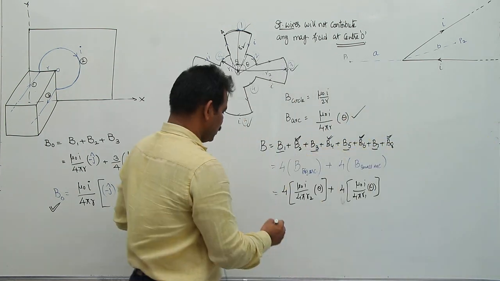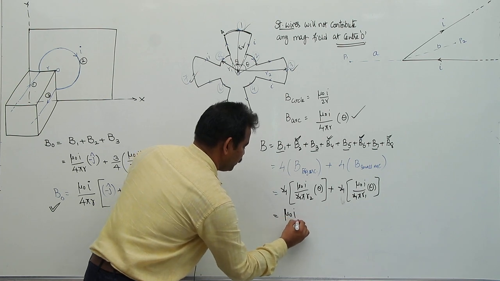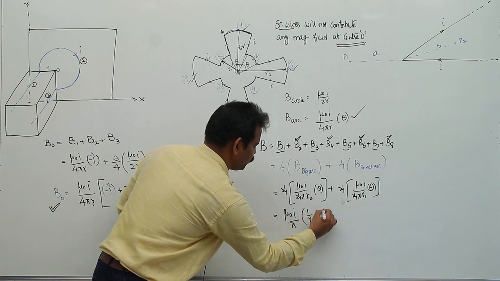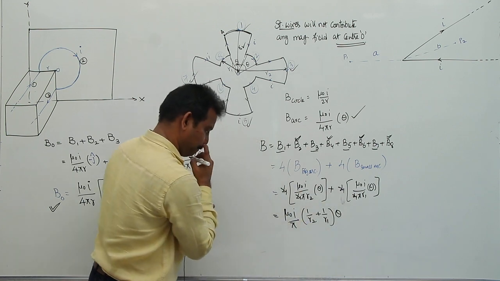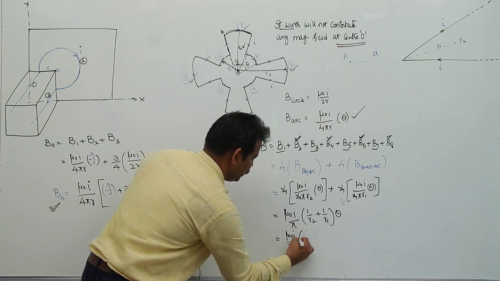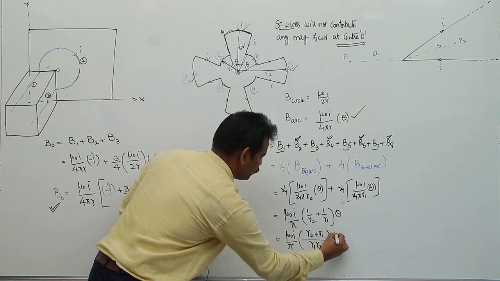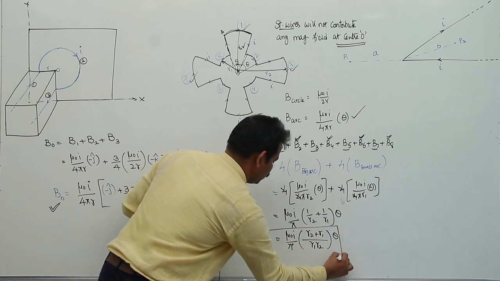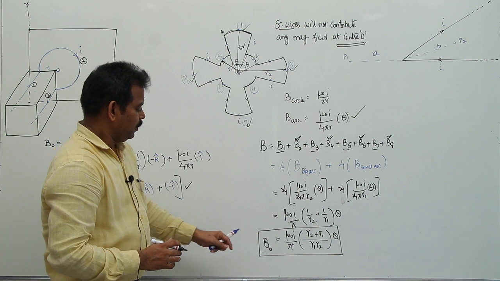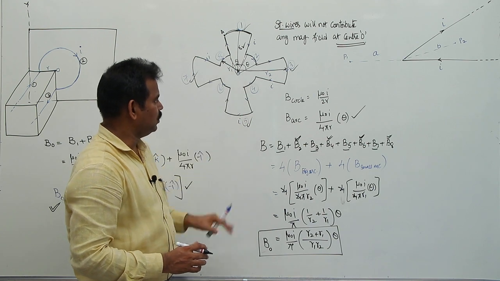So now what is common here? You can cancel this 4 and 4, 4 and 4 here. This will become mu naught I by pi common, theta also common, 1 by r2 plus 1 by r1 into theta. Now this will be mu naught I by pi, this is r1 r2, this is r2 plus r1 into theta. If you know that theta value, you can find B at the center O by using this concept. Now you have to substitute this theta value and r1, r2 values to find out the magnetic field at center O due to this arrangement.